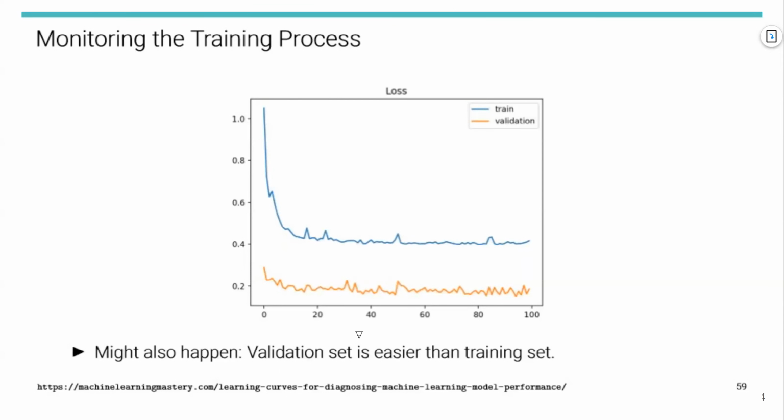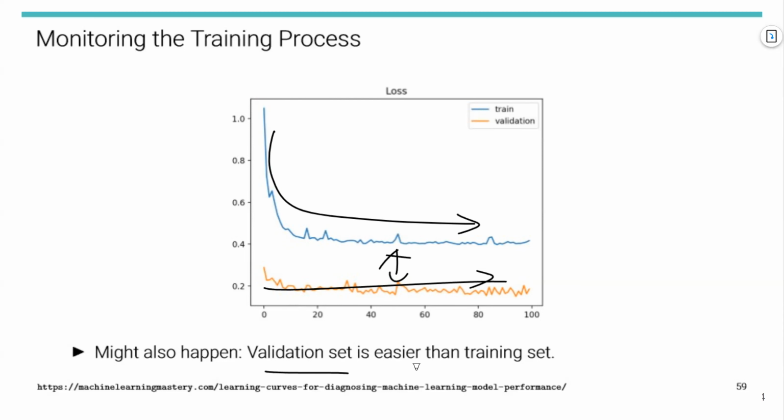And this could also happen. In this case, the train loss converges and the validation loss also converges. However, there is a big gap between the validation and train loss. This is when the validation set is easier than the training set. You need to come up with a better validation set.